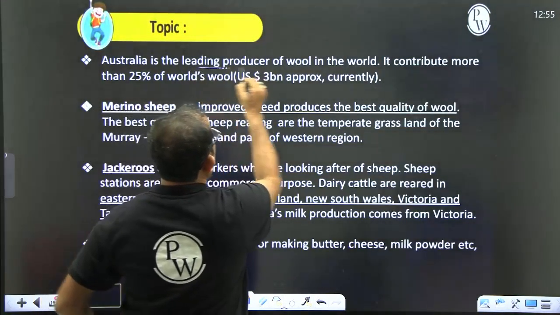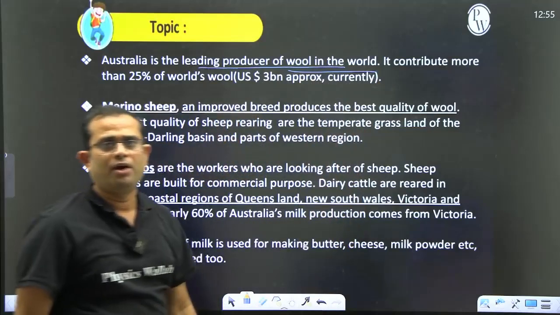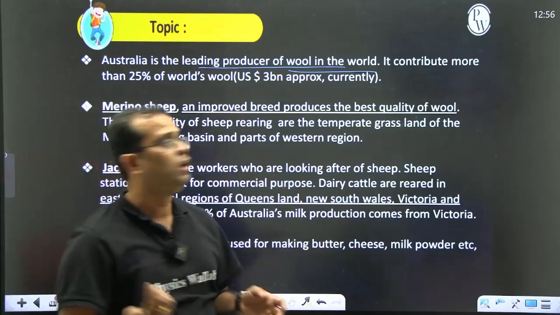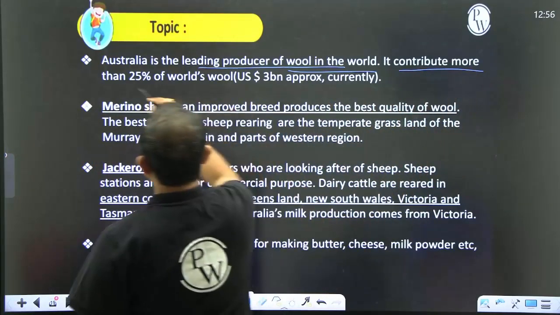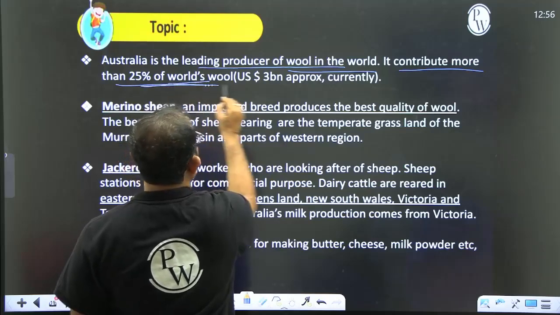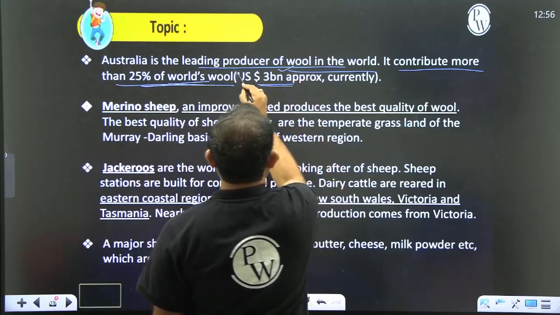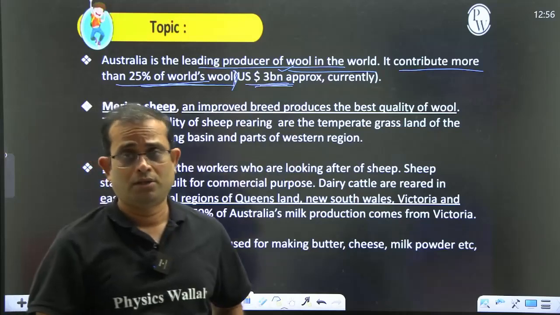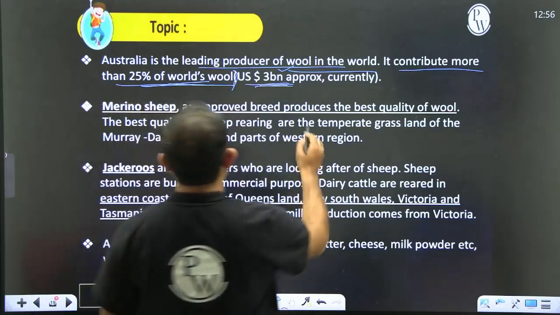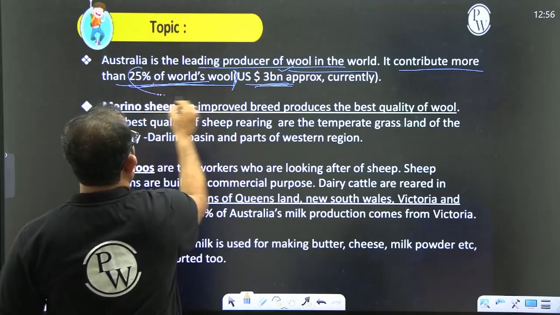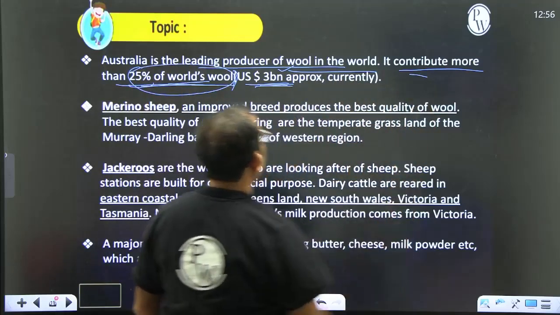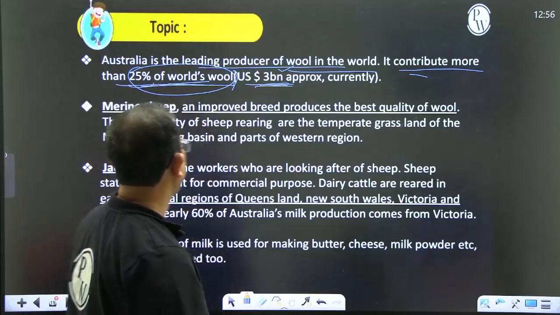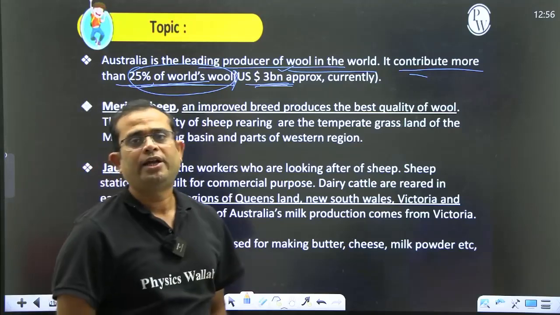Australia is the leading producer of wool in the world. It contributes more than 25% of the world's wool, which is worth more than 3 billion US dollars.